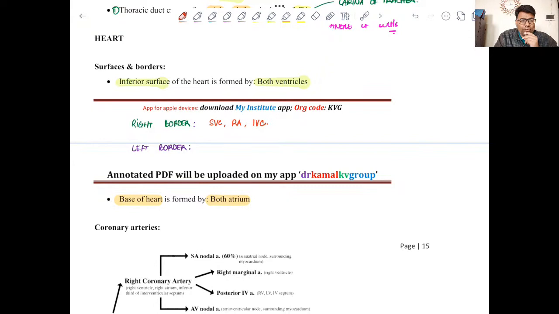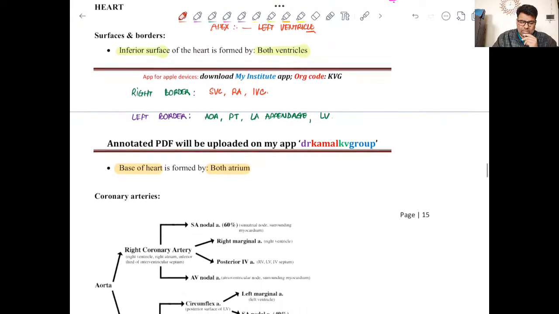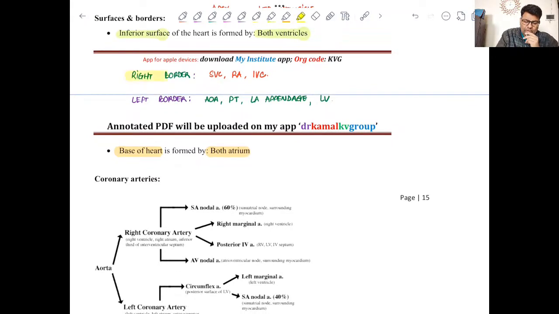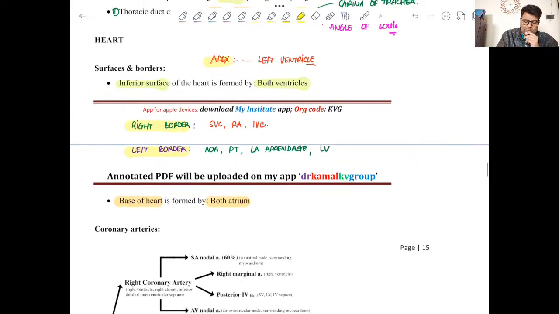There are four structures which form the left border. One is arch of aorta, second is pulmonary trunk, third is left atrial appendage. Please note, it is not left atrium, it is left atrial appendage, and fourth is of course left ventricle. Apart from this, the apex of the heart is formed by left ventricle. Clear? So these are few anatomical points related to heart: right border, left border, and apex.